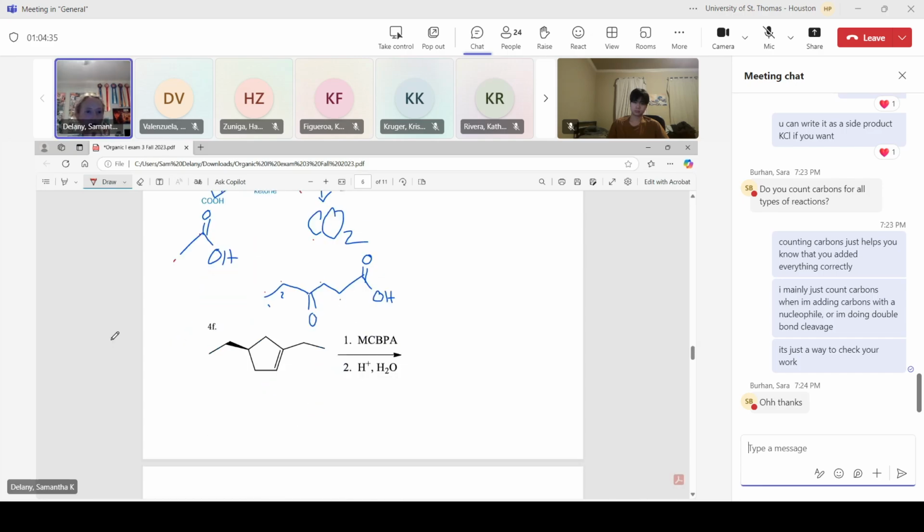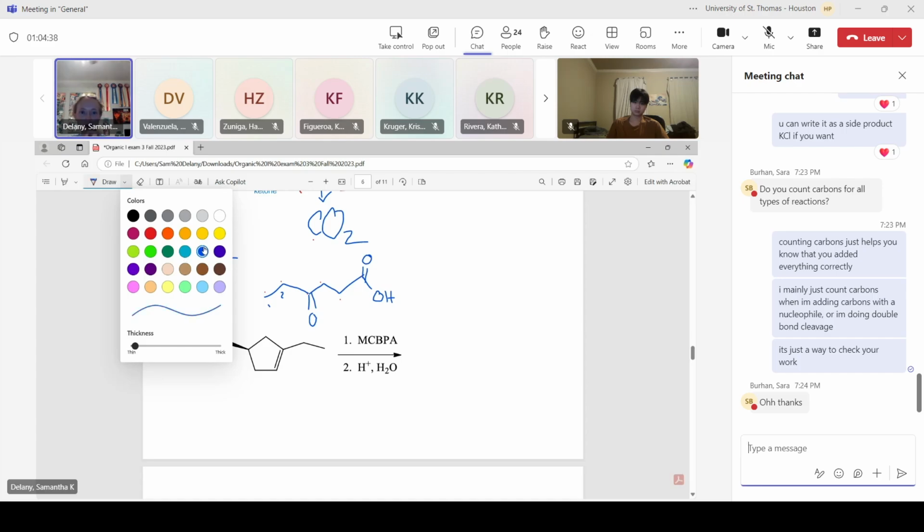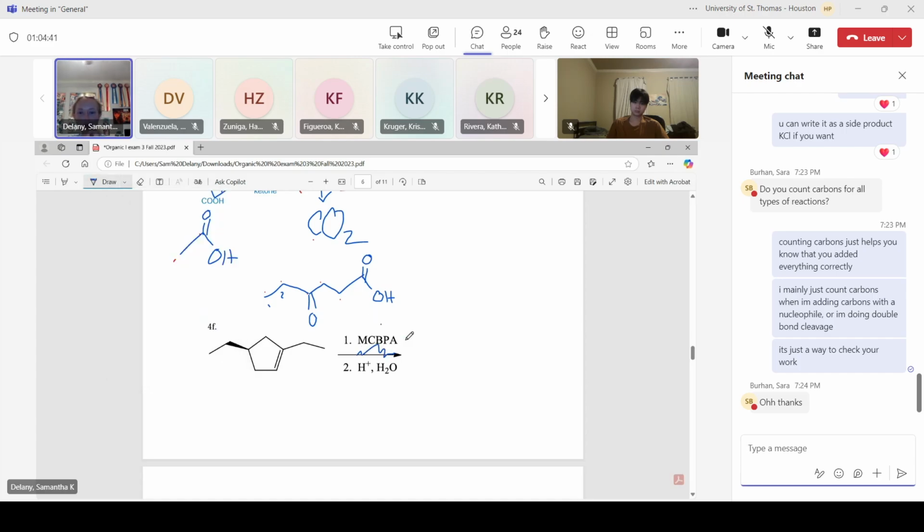Perfect. All right. Here's another terminology thing that we should probably know. So mCPBA. This is a peroxy acid. So what does that mean? We're forming an epoxide. And so if we just had mCPBA, our final product would be the epoxide. However, we also have acidic water. So that means we're going to break the epoxide ring. So overall, we're going to add 2 OHs trans. That's what this mechanism produces. So let's go ahead and do that.